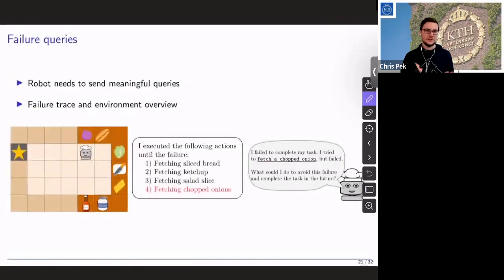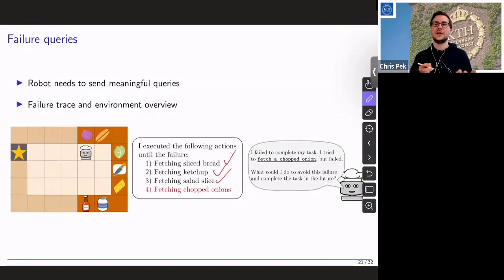It could look like that. If you have the same kitchen environment, the robot could show I was here. I was executing the following actions until the failure. First, for making a sandwich, wanted to fetch a sliced bread, then getting some ketchup, then salad slice, and then wanted some chopped onions. But there is only a full onion, but not a chopped onion. So it's unexpected. And the robot could give humans feedback that's interpretable, like you see here on the right.